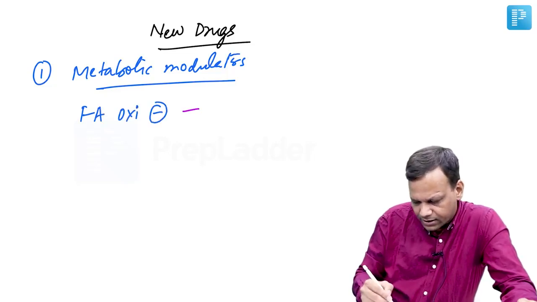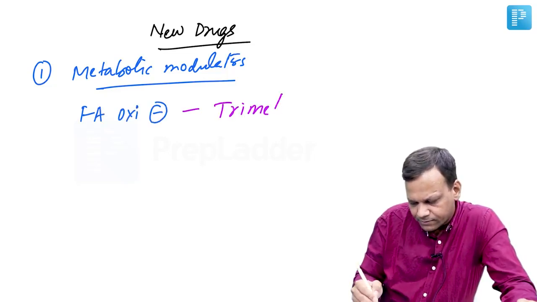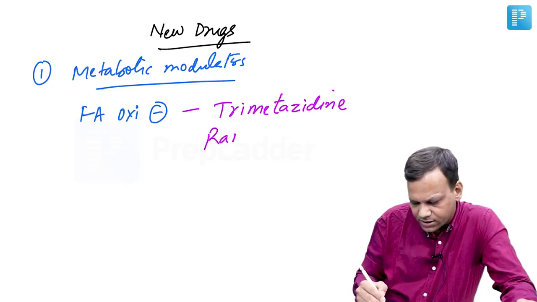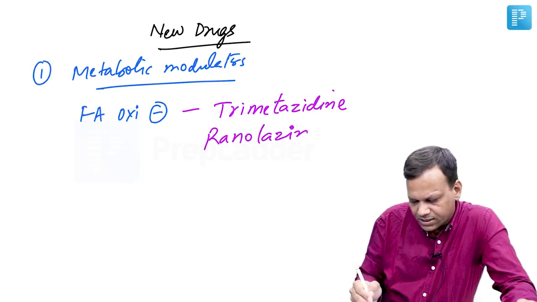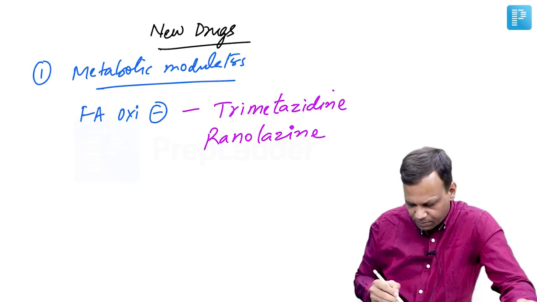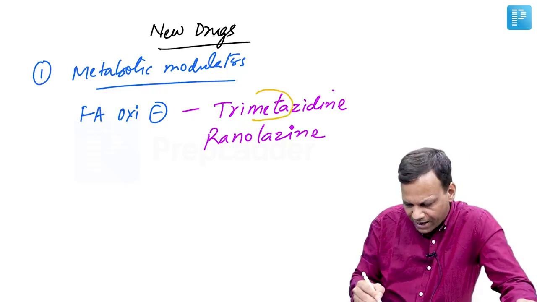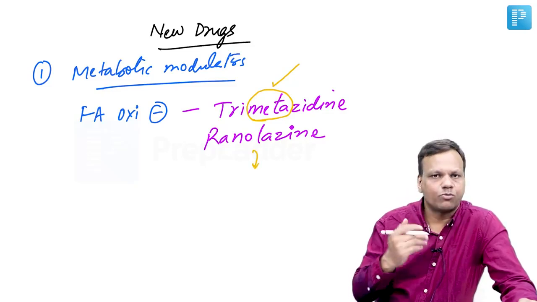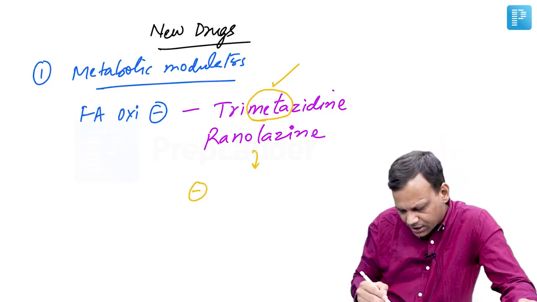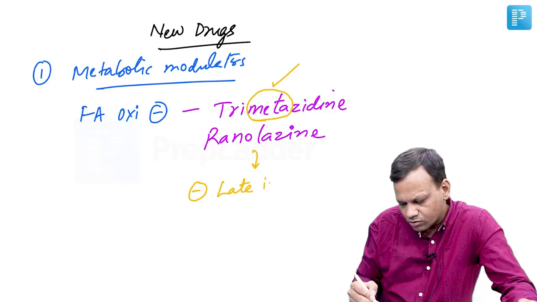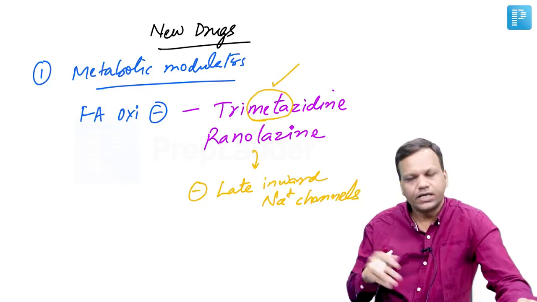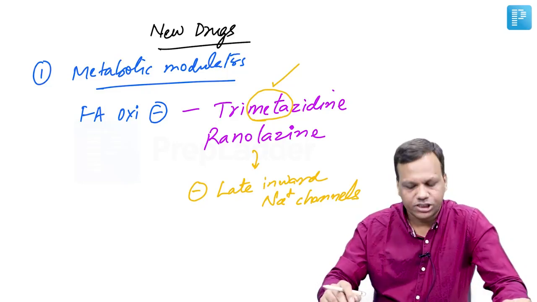The drugs are trimetazidine and ranolazine. These are fatty acid oxidation inhibitors, and from the name you can remember meta, so it is a metabolic modulator. And for ranolazine, a new mechanism is now proposed. It acts by inhibiting the late inward sodium channels. Late inward sodium channels are inhibited by ranolazine in addition to metabolic modulation.